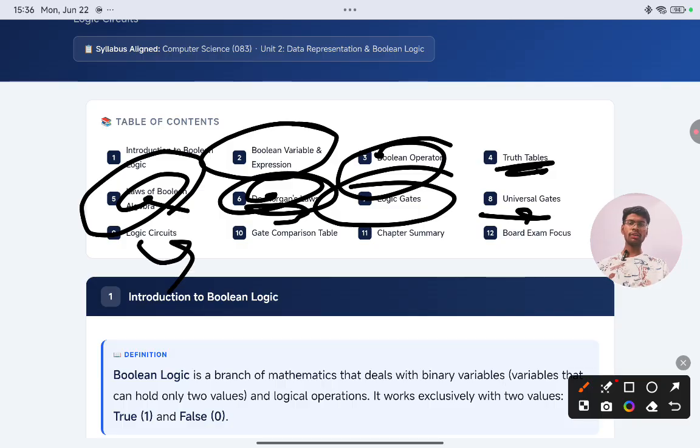Logic circuits I'll be evaluating, making a gate comparison table, chapter summary, what are the common mistakes we make and should not make, important questions, mnemonics to remember things, and relating things with real life examples will be covered in this video. So stay tuned for the whole video, right?